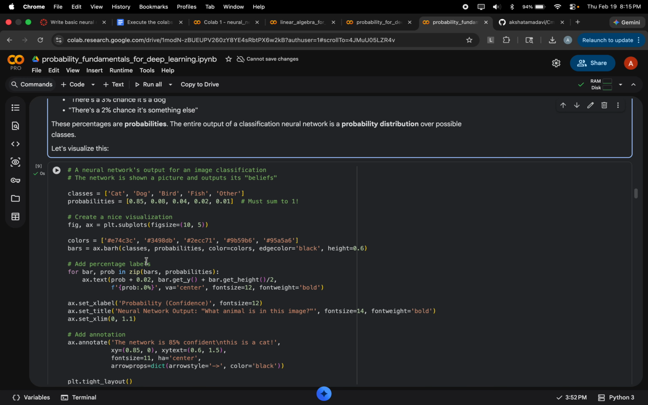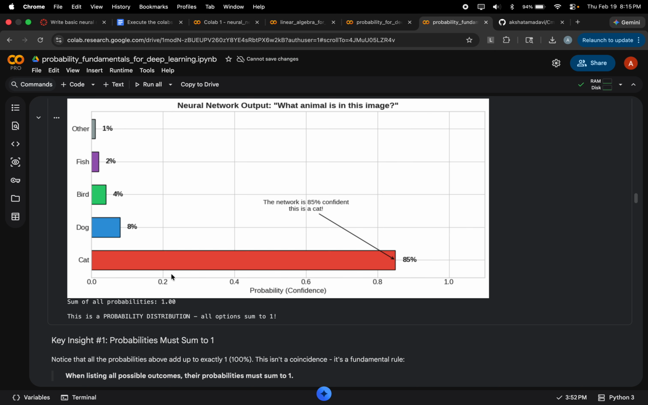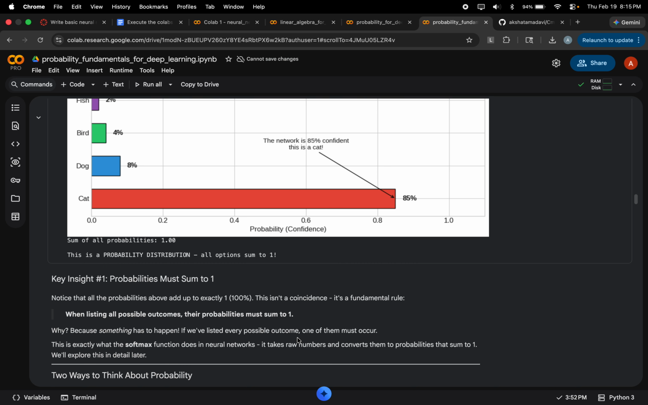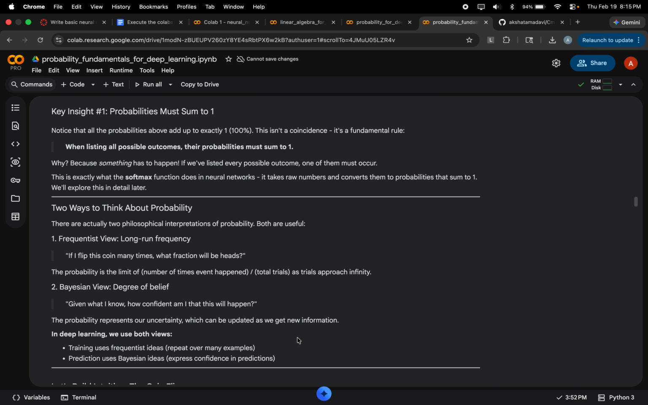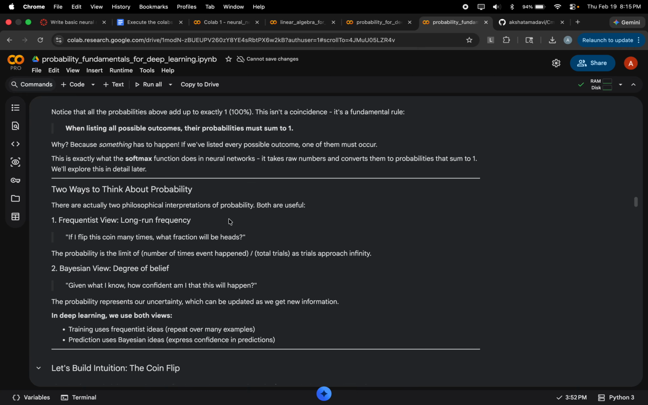So one of the examples is this. This is the neural network's output, that it is 80% confident that it's a cat, 8% is a dog, then bird, fish, and others. And when you sum these percentages, you will get one value or 100%, because that is the probability distribution. It has to be between 0 to 1. So this is also what the softmax function does in a neural network. It takes the raw numbers and converts them into probabilities that sum to 1.